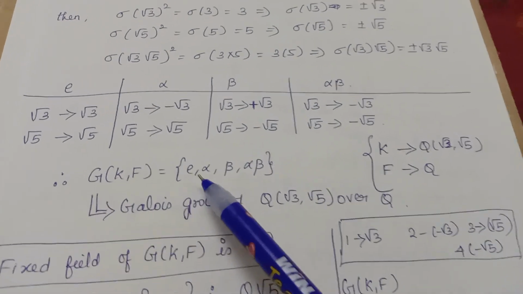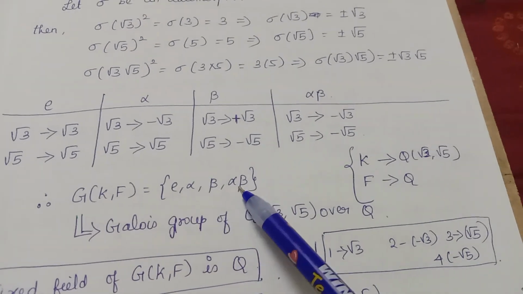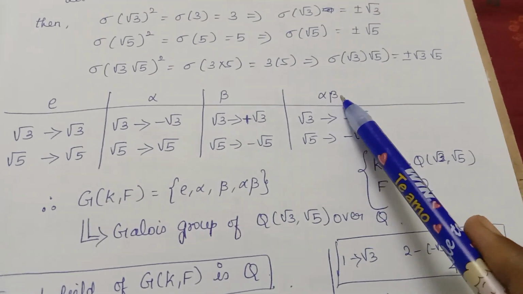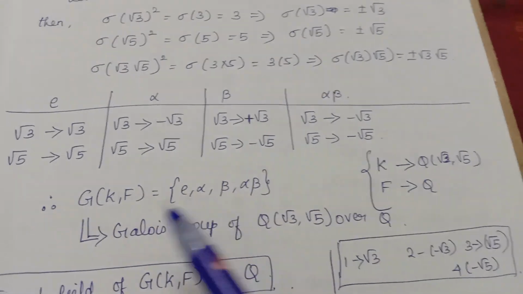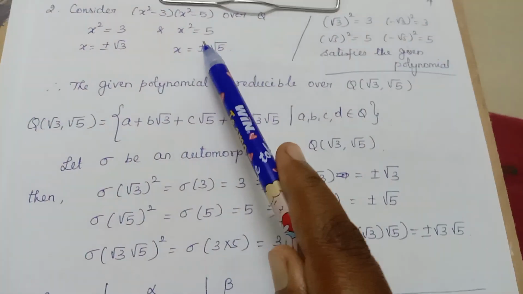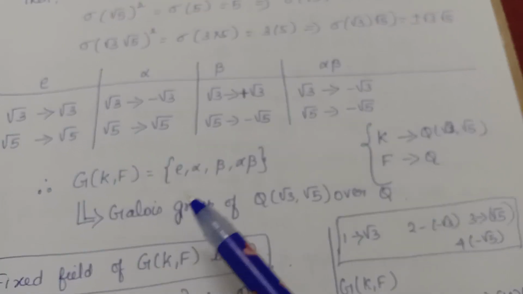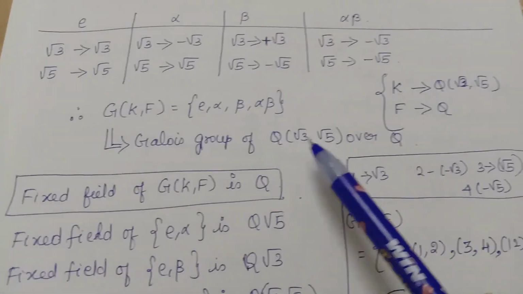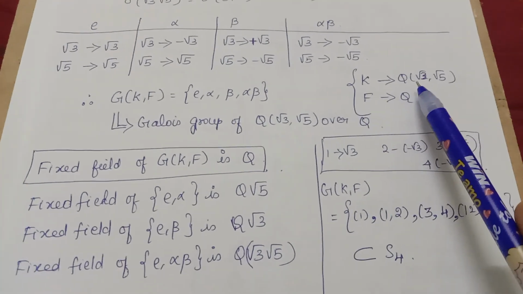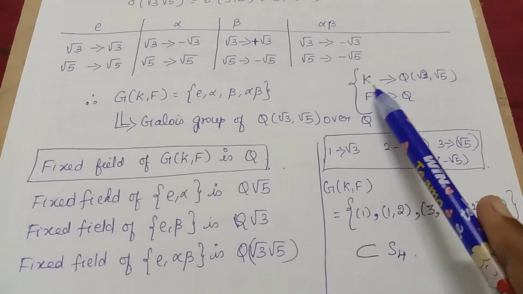G of K comma F equal to {E, alpha, beta, gamma}. If you are not comfortable with writing this alpha beta, just put it as gamma. That is enough. Only 4 automorphisms are there, 4 automorphisms and degree of the polynomial equal to 4. Okay, right. Now, just for my convenience, let me take the field Q as F and the extension field Q of root 3 comma root 5 as K.